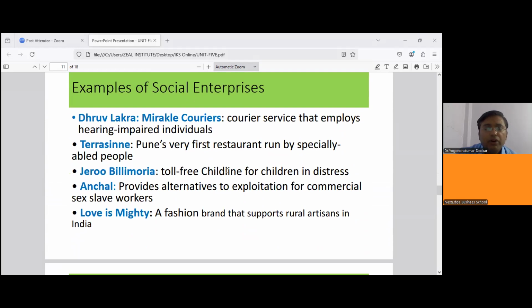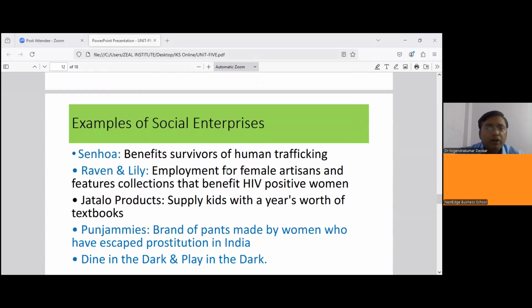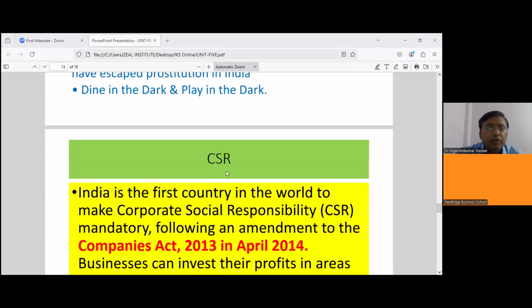For social entrepreneurs, there are also some enterprises like Dhruva, Lakira, Terracin, Anchal, Love is Mighty. These are the enterprises which work for society. Actually, they do business also. Other examples of these things are also given.